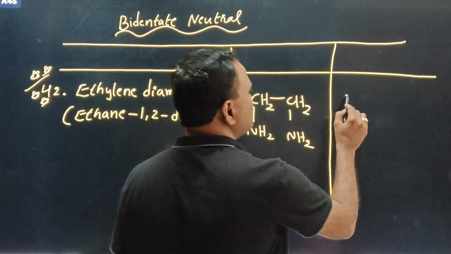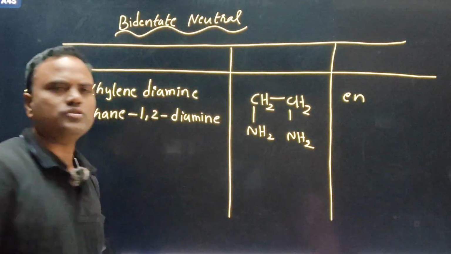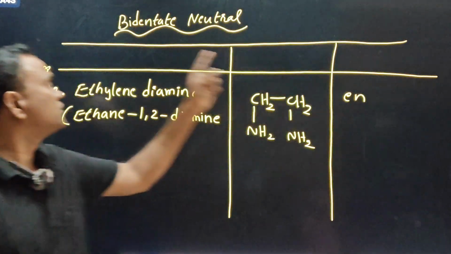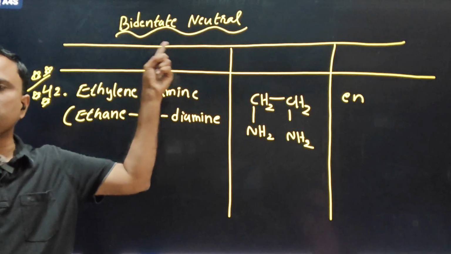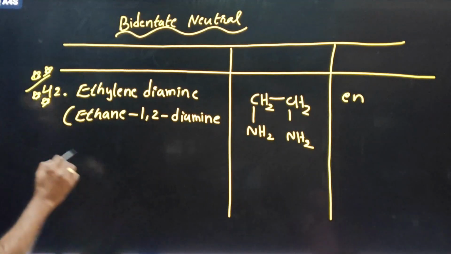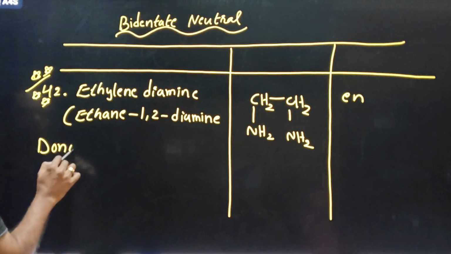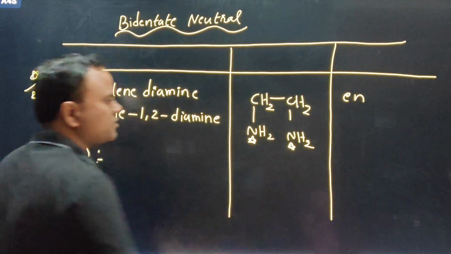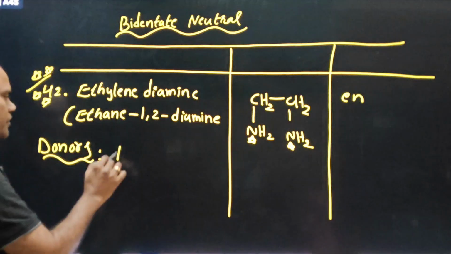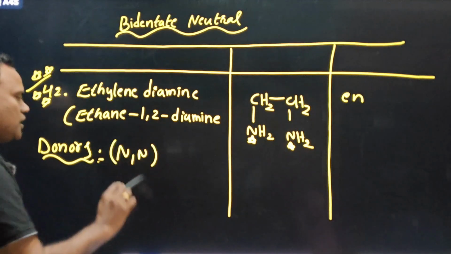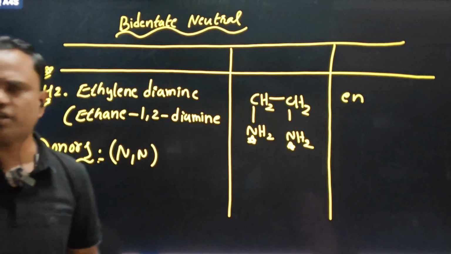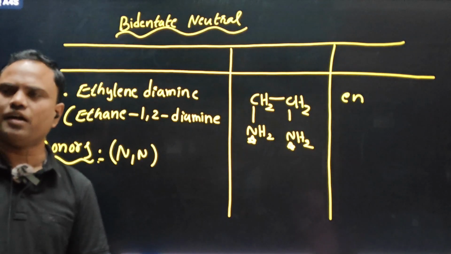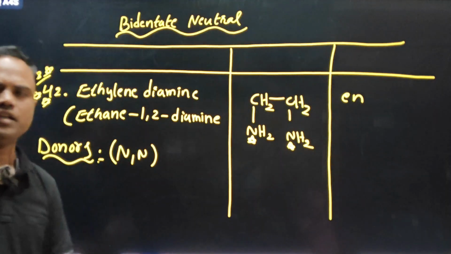Its symbol is en. Very, very important. en is a bidentate neutral ligand. What are the donor atoms? Nitrogen donors. Give a star mark. NN donors. Two similar donor atoms. That is very, very important. Ethylene diamine is a bidentate neutral ligand and the donor atoms are NN.